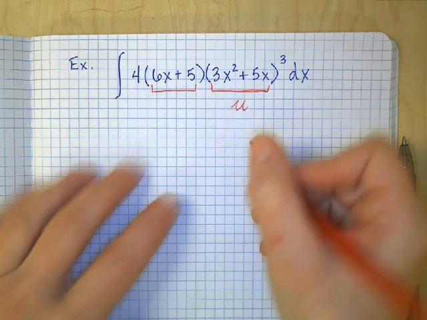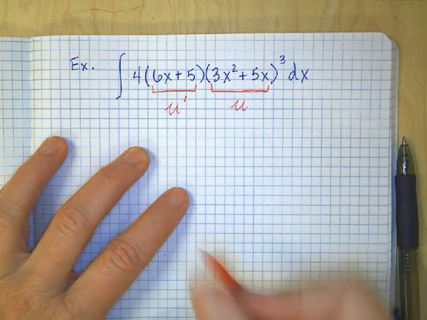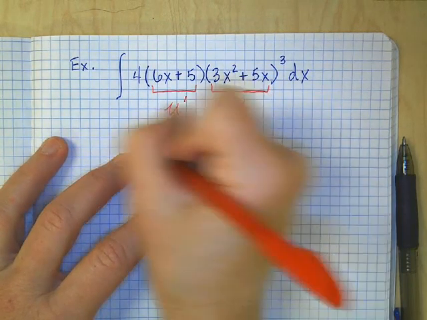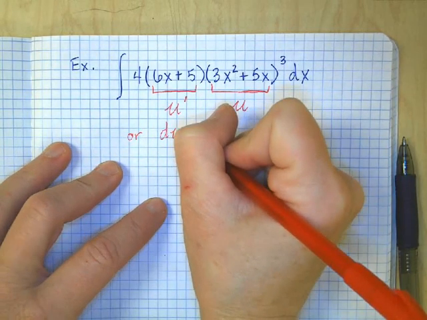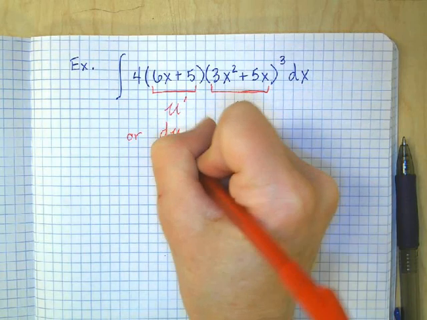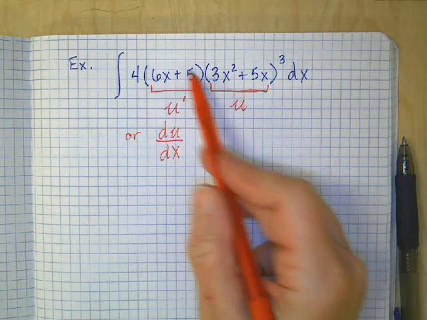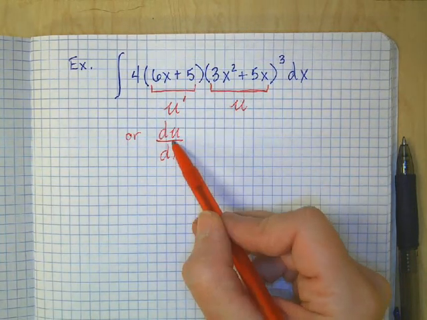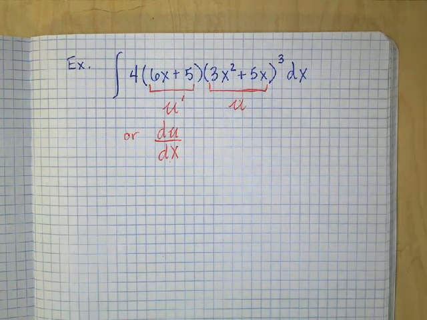And I can write that as u prime, but for the sake of doing this integration, I'm actually going to write it as du dx. So I'm differentiating u with respect to x, and I get this. This is my derivative of u. Another way of writing that is du dx. Okay, that's going to become important in just a second. All right, so therefore, I could rewrite this problem.